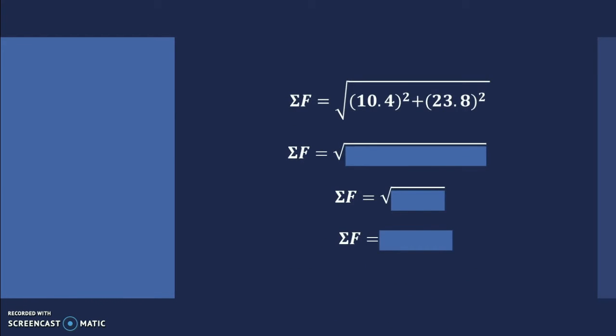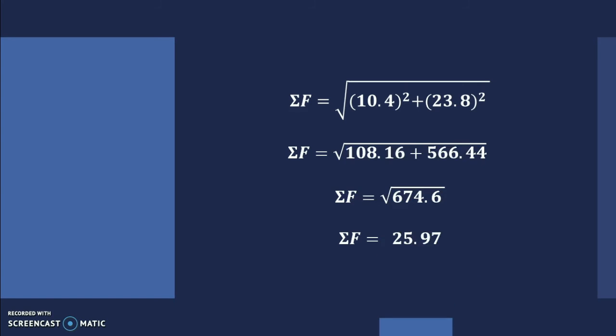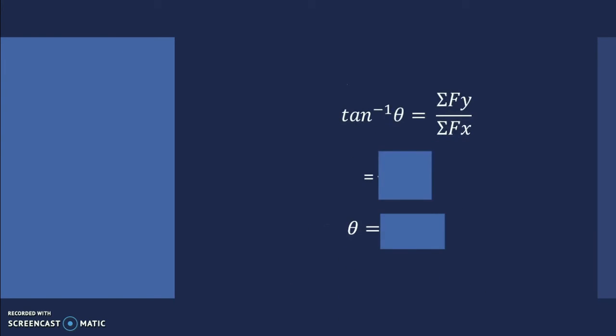Now we have to get the magnitude and direction. Starting with the magnitude, we can easily use the Pythagorean theorem. Sigma F is equal to the square root of 10.4 squared plus 23.8 squared, ending up with 25.97. For the direction, we can use the tangent function, then using the inverse tangent, getting 66.40.